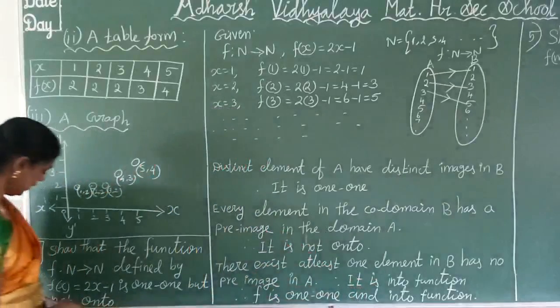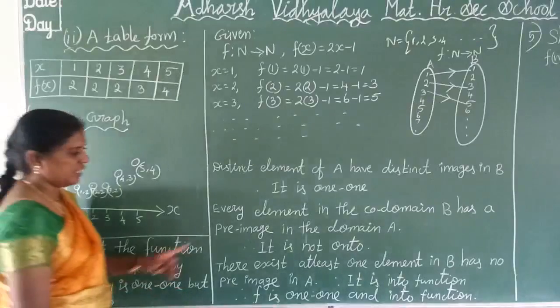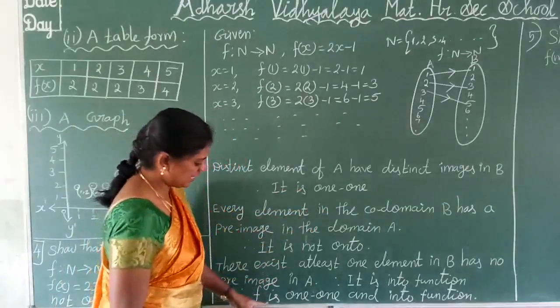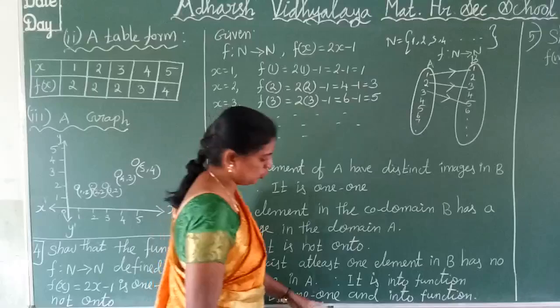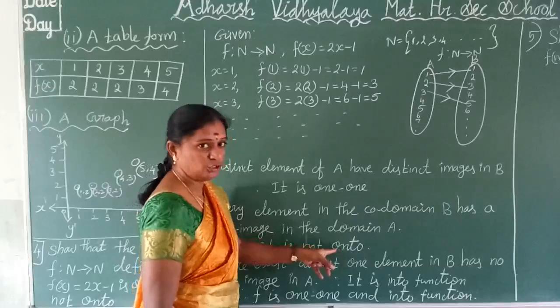What we want to show is that here it is 1 to 1 but not onto. Yes, it satisfies 1 to 1 but not onto, but satisfies into. Therefore this function f is 1 to 1 and into function but not onto function.